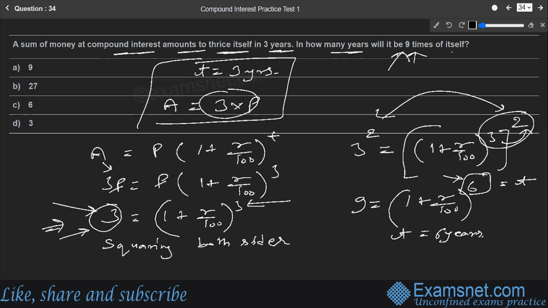Okay, as has already come on the right hand side as a power. So the time value is going to be 6 here, which is available in option number C as an answer.